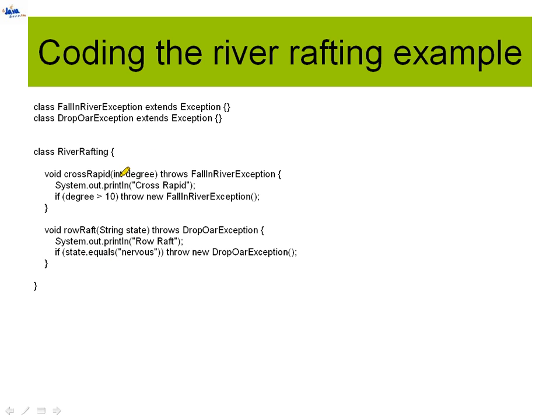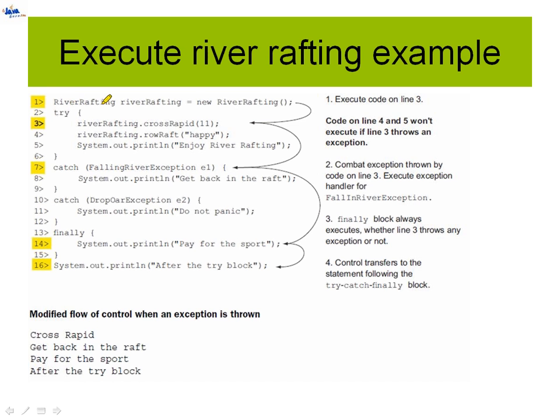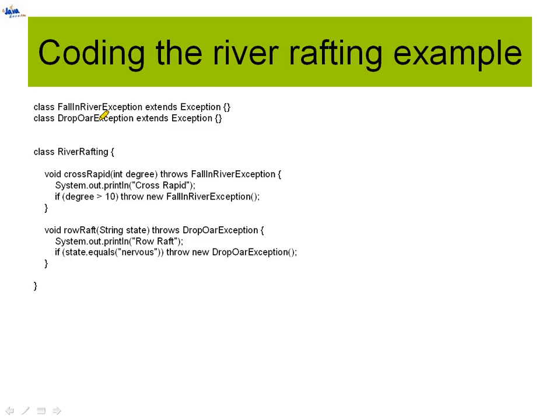So let's see how we use this class. We create an instance on line 1. We have an instance of RiverRafting, and we instantiate it. And then on the second line, we have a try block because this is a checked exception. When a method throws a checked exception, its usage should be enclosed within a try block, or the method that uses that particular method should declare that exception to be thrown.